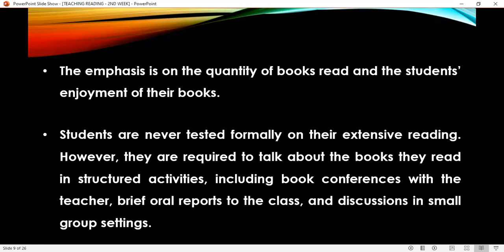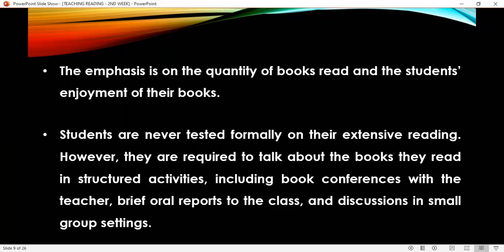Students, notice here something important. Students are never tested formally on their extensive reading. However, they are required to talk about the books they read in structured activities including book conferences with the teacher, brief oral reports to the class, and discussions in small group settings. So notice here, in this type of reading, there is no formal testing, there is no formal assessment.